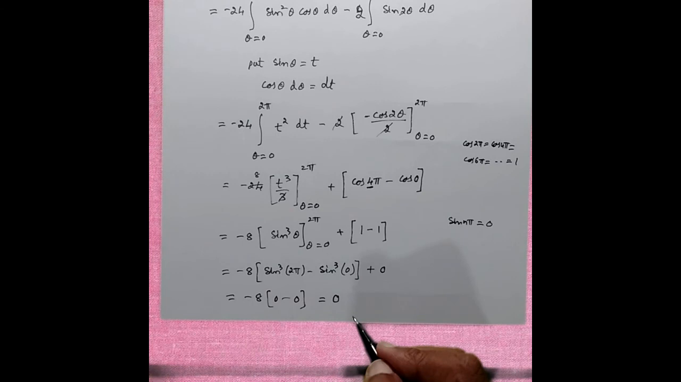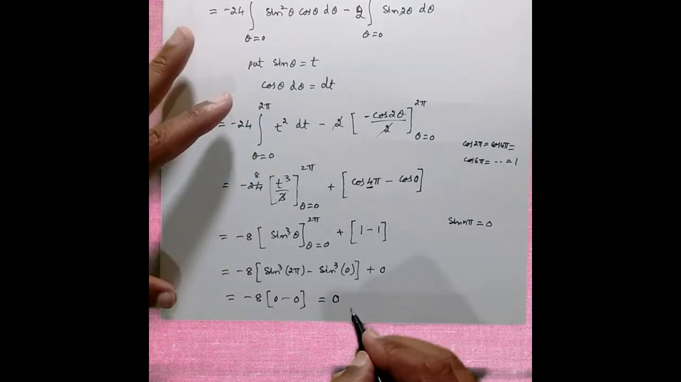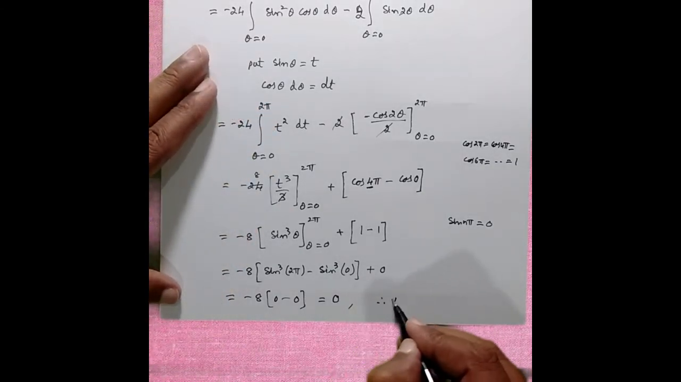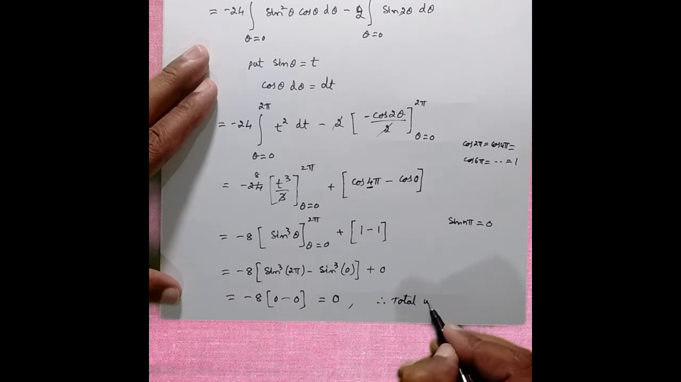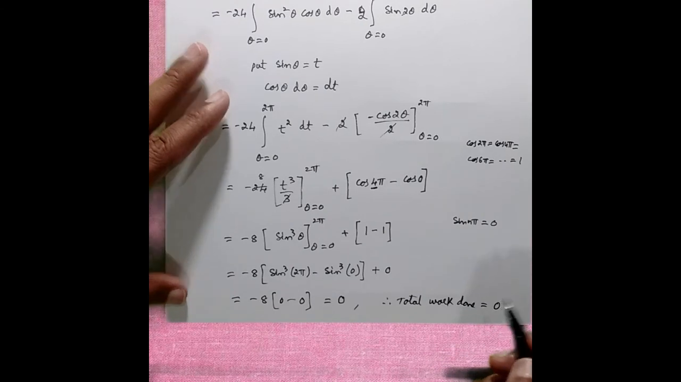So therefore what we have obtained is the total work done is 0. Therefore total work done is equals to 0. So that is the required solution.